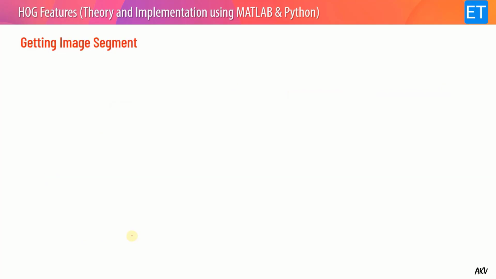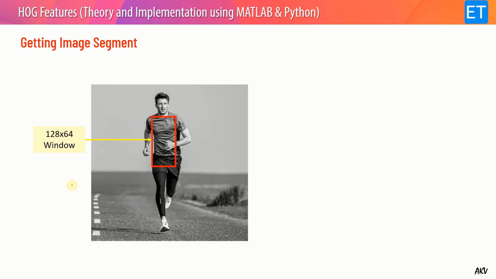So first let's see how we get the image segment. Suppose I have one image like this. It is shown of size, let's say, m by n. If I want to find the HOG feature of this, first I have to define a window of size 128 by 64 pixels. So I will slide this window all over the image to get the HOG features.